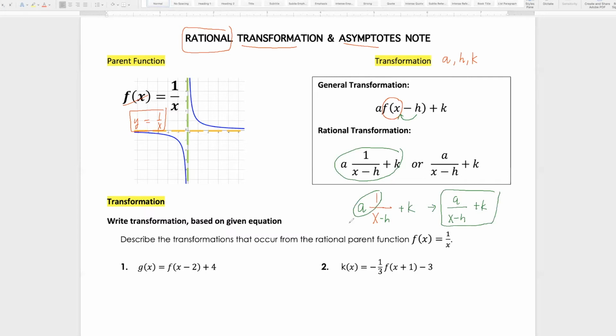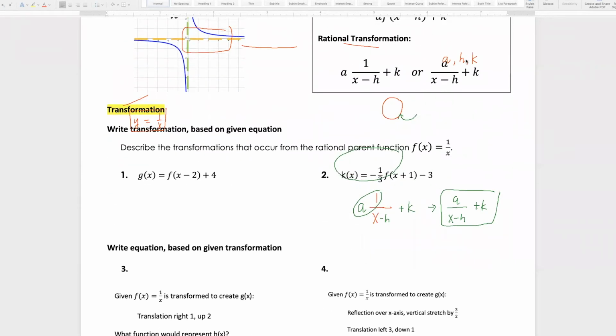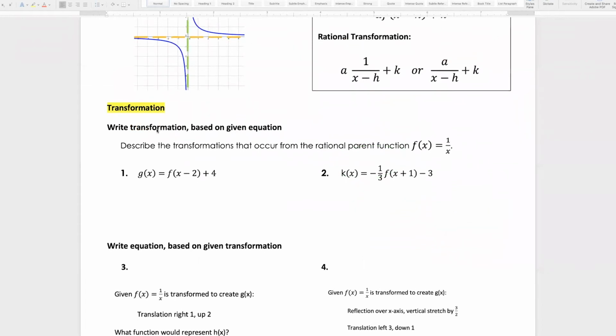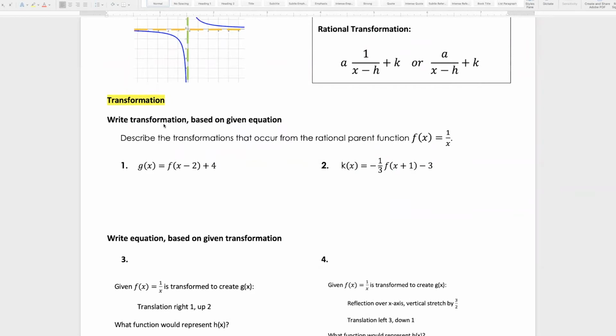So here we go. Let's take a quick look. I have two scenarios to give you. The first one, let me clear this off. The first one is that we write a transformation based on the given equation. In this one, we're going to give you the equation and you're going to write the transformation, okay? Let's do it. And in a little bit, we're going to do the opposite: we're going to write the equation based on the given transformation. Whatever it is, we're going to get this done. So let's focus on one at a time. Right now, we're going to write the transformation based on the given equation.